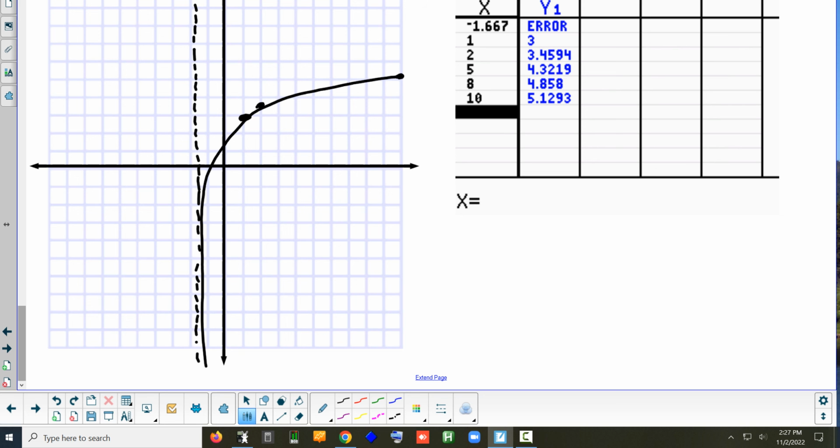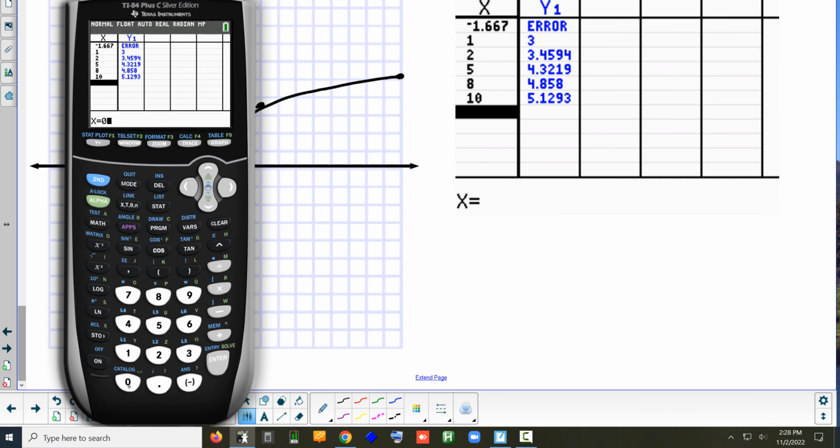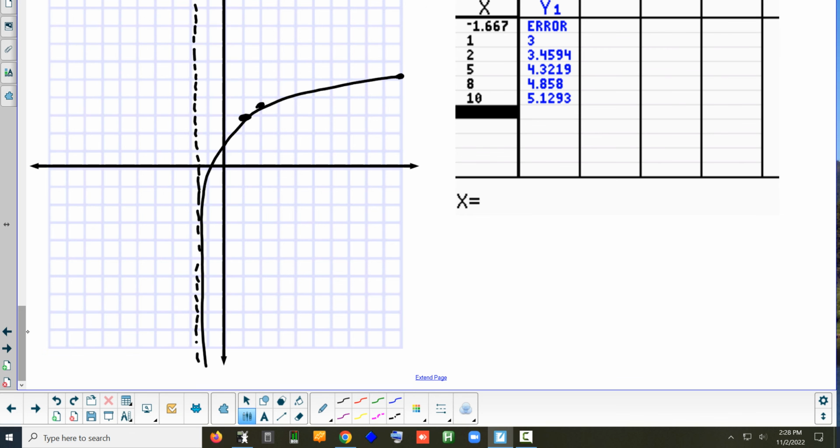That's what your graph should look like. I don't know exactly where it curves. I probably should have done 0. It's probably 0, it could be 1, could be 2. It's probably somewhere in there. 0 was about 2, so this should probably curve a little bit different. Maybe more like that. That's okay.